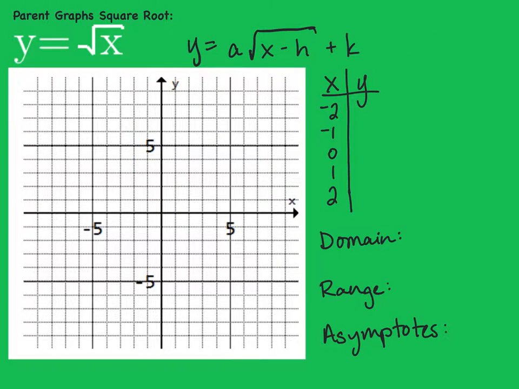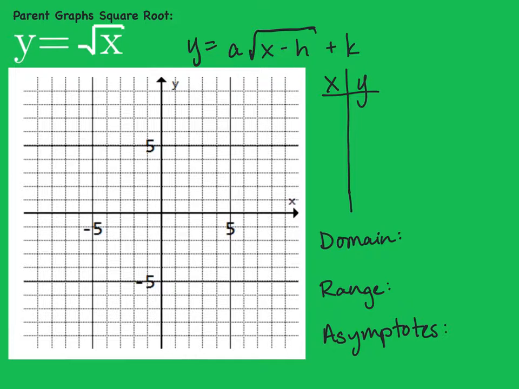Next up, we have the square root graph. And my negative 2, negative 1, 0, 1, 2 doesn't work for a couple of reasons. Negative 2 does not have a real square root. It has an imaginary square root, which we'll talk about many chapters later. So we're not going to use those values, so we can't use any negatives.